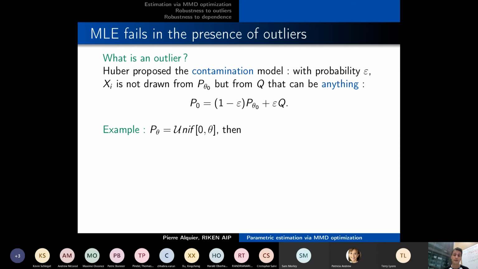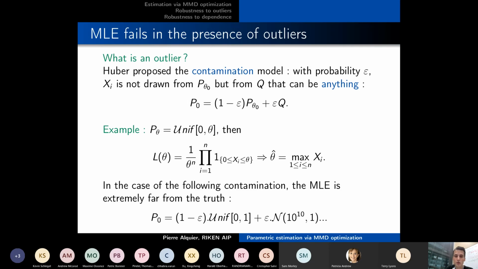Here again, even in quite simple models, for example the uniform model, if you want to estimate theta in the uniform model on 0 theta, the maximum likelihood estimator is the maximum of the xi's. And if the contamination distribution is anything that is quite likely to draw a point that is larger than theta naught, then you will end up with an MLE that is extremely far from the truth.